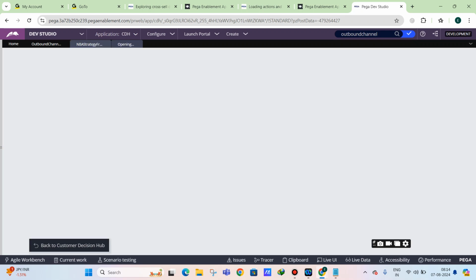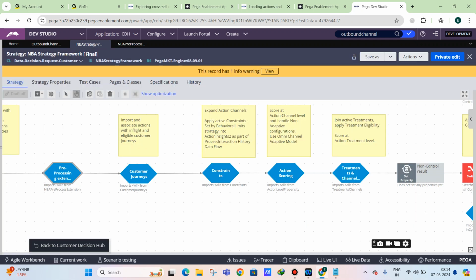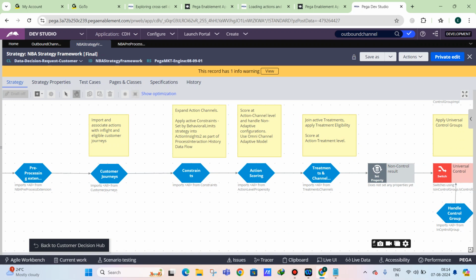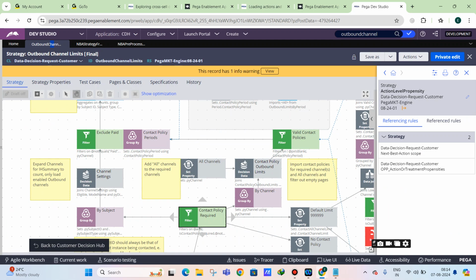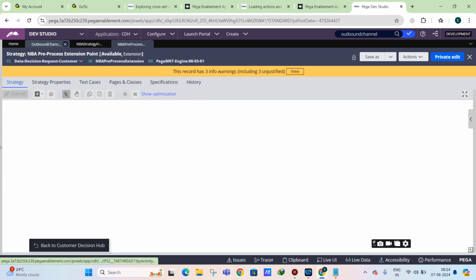So what is this one? This is a pre-process extension. That means before applying the contact policies, if you want to keep some logic, like for example, what I just told you, here we are checking whether the contact policy is required or not. So if in your requirement you should not use contact policy at all, that means there is no restriction like 5 emails, 10 emails, nothing, then you need to set this particular flag as false in the pre-process extension.